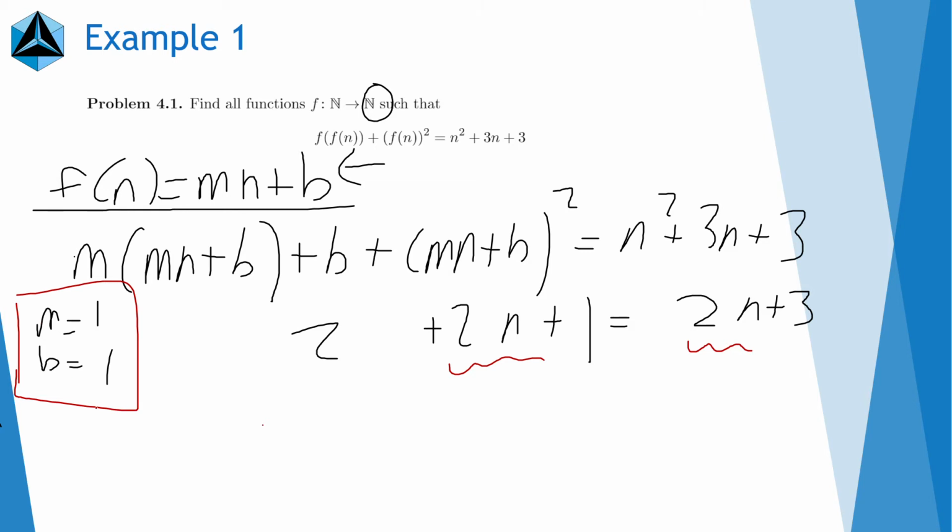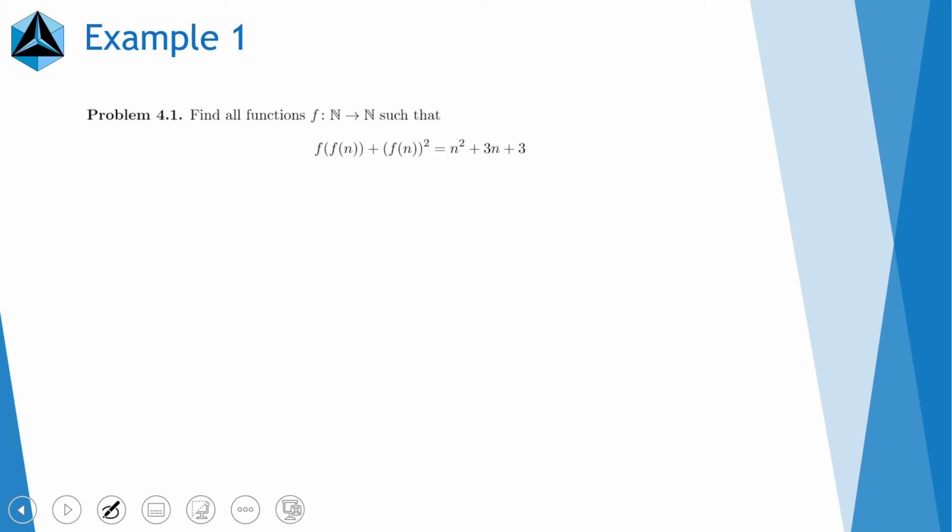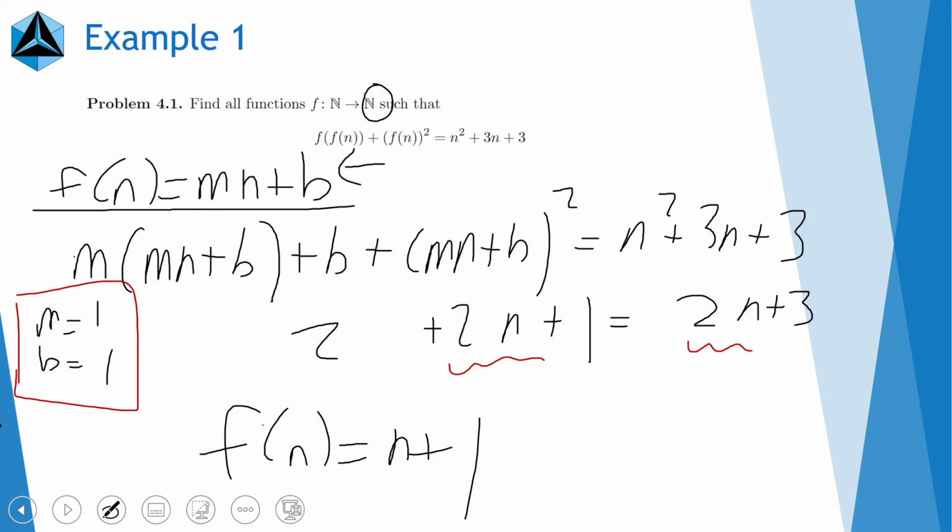So yeah, now we want to go about proving that this is the only solution. But we could do a little investigation to see if there's any other solutions, but just a little spoiler alert, this is going to be our only solution, where m equals 1, b equals 1. So basically, f of n is equal to n plus 1 is going to be our solution. Now we want to prove that that's the only solution. Okay, so let's get going. Actually, let me just clear all ink in here.